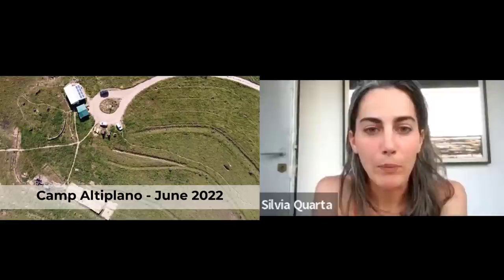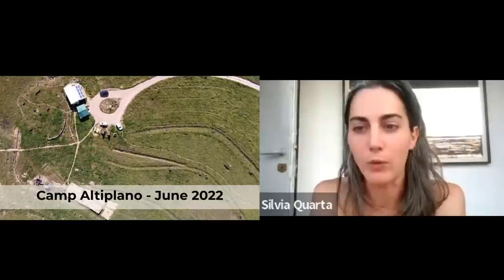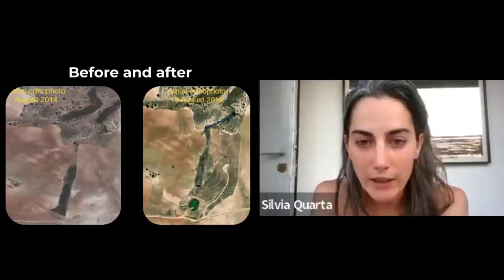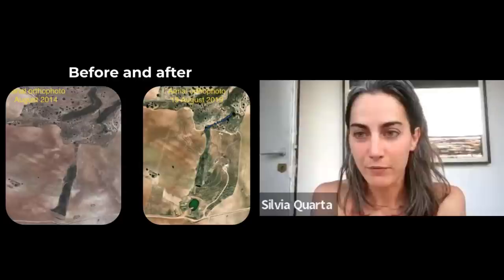But yeah, this is basically the change on the land. Also the change from an annual crop to perennials with permanent ground cover and loads of biodiversity around it. And I think the last slide is a satellite image of the whole change from 2014 to 2019. And that's it from my side. I hope, Sylvia, this gave you a good idea of what's happening there.